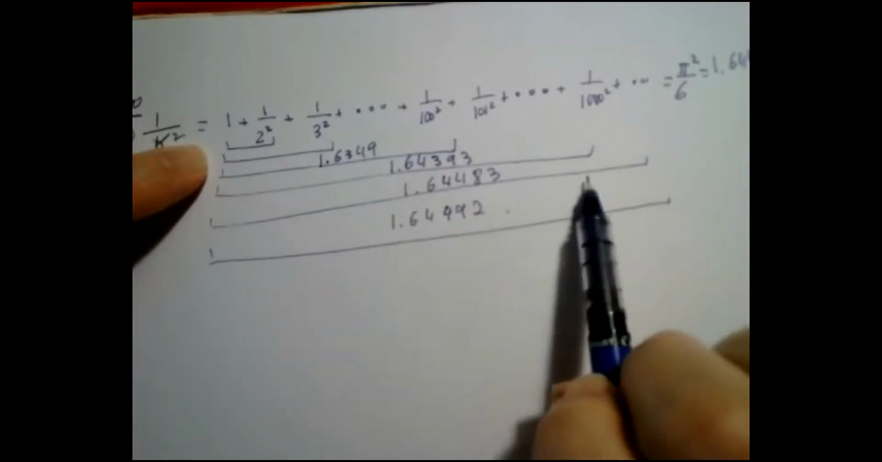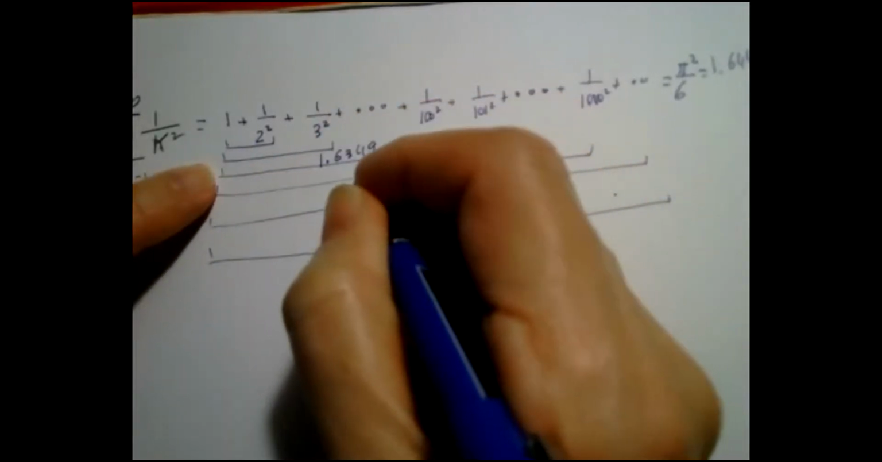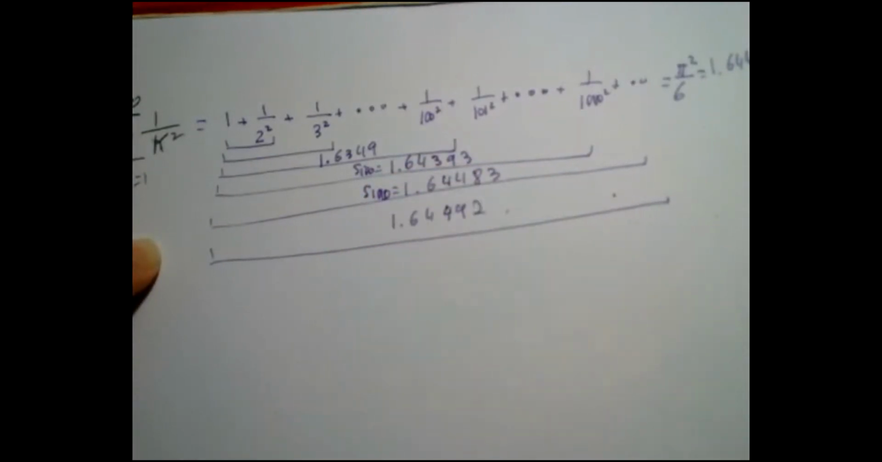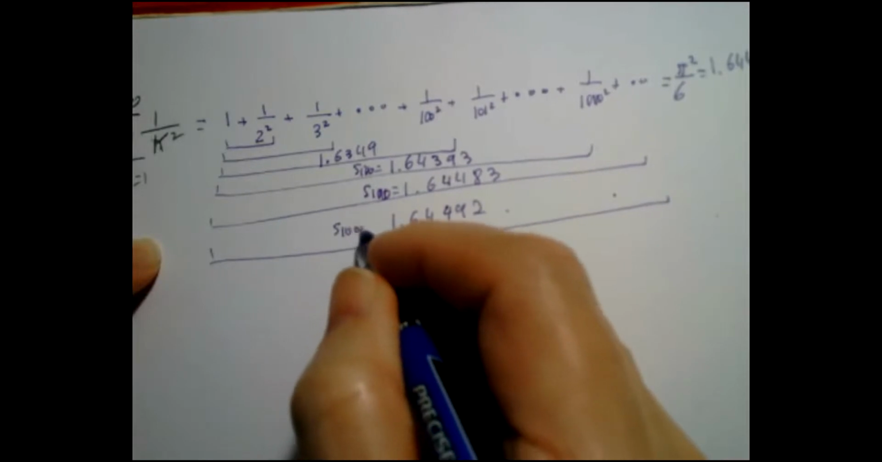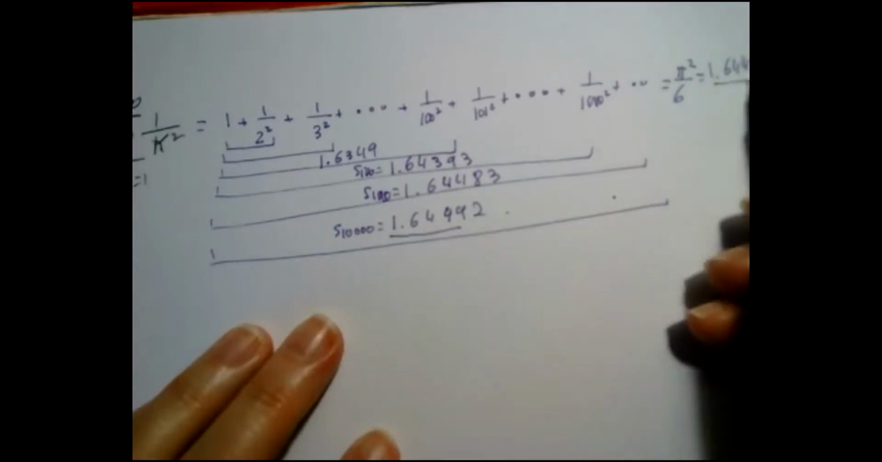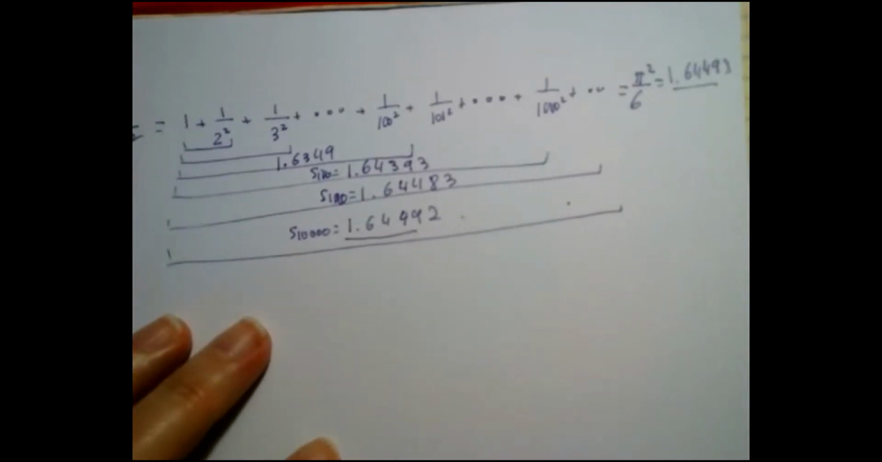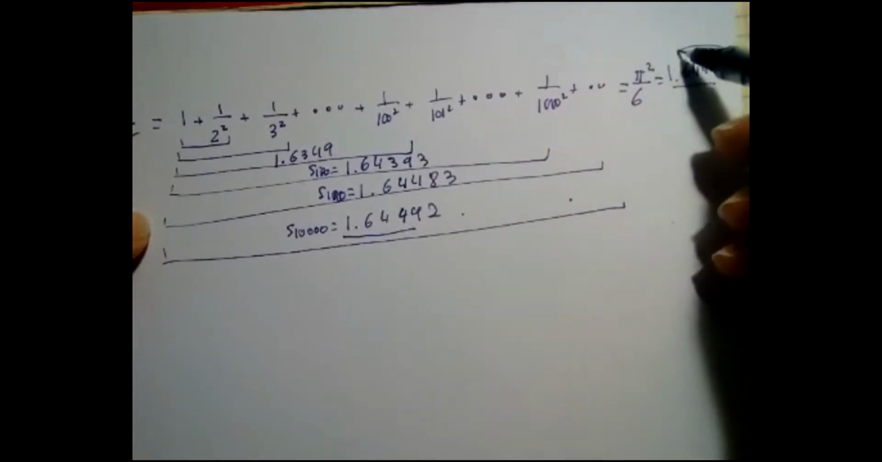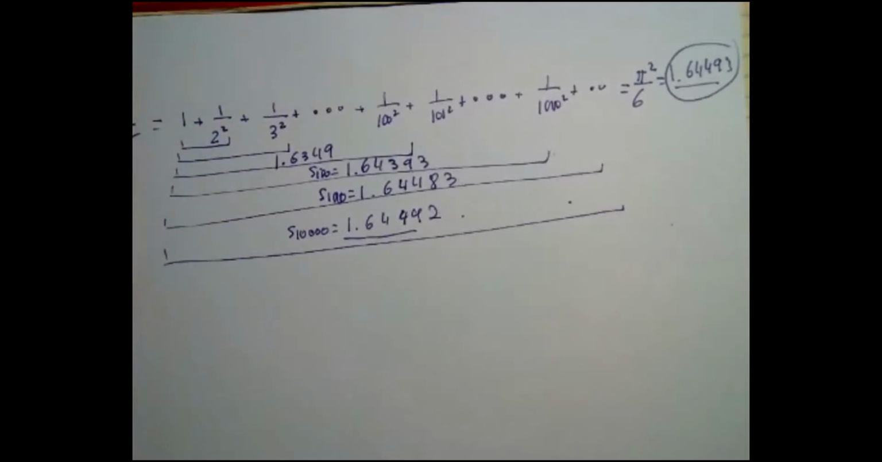So what's really happening is exactly what we're doing: we start physically adding. Those are the partial sums. This is S100, this is S1000, this is S10,000. That's what partial sums are really about. We keep adding, and we realize the sum is becoming closer and closer to 1.64493. So what does it mean for this sum to be equal to this number? It means as you keep adding more and more terms, the partial sums become close to that number right there.